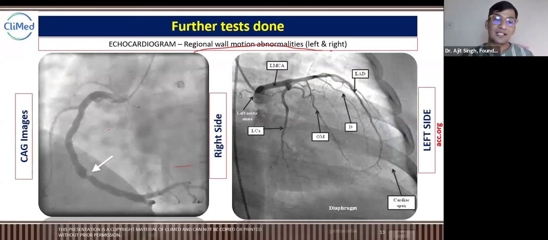See, look at this. This is RCA. As I told you, this is LMCA from here to here. Then the LAD, then the D1, OM, and LCX major, which was going down, right? And here RCA. From here to here, look very carefully: the blood flow is completely circumferential, 100%. But if you look at this here, it is maybe just 20%. Other than that, everything is coming under the block.